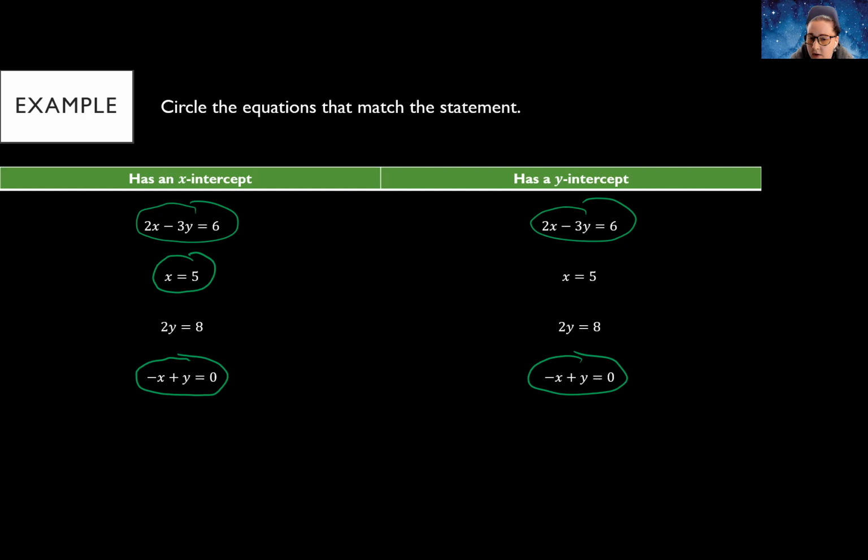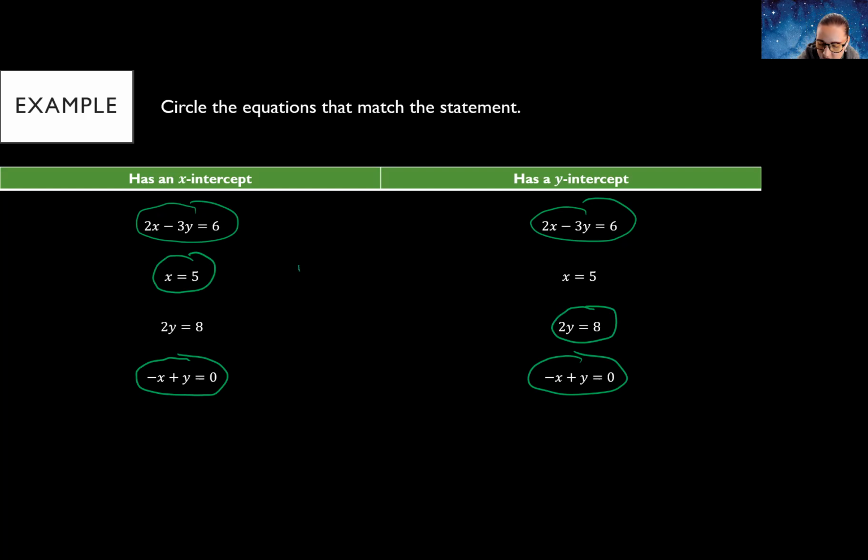The next equation, 2y equals 8. This is going to be horizontal. You want to be able to identify an x equals is vertical. Anything with y only is horizontal. And so there's no x-intercept because there's no x to solve for, but there is a y-intercept. So an equation with y equals only has a y-intercept. An equation with x equals only has an x-intercept.